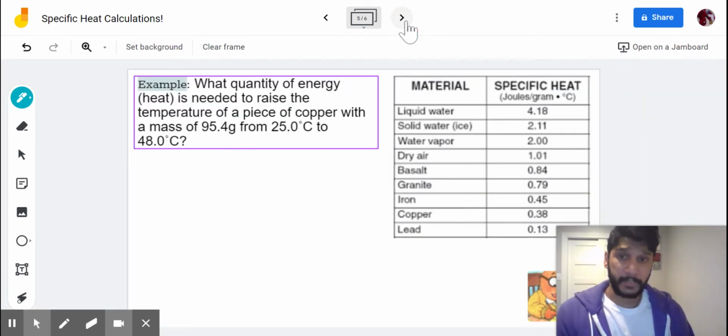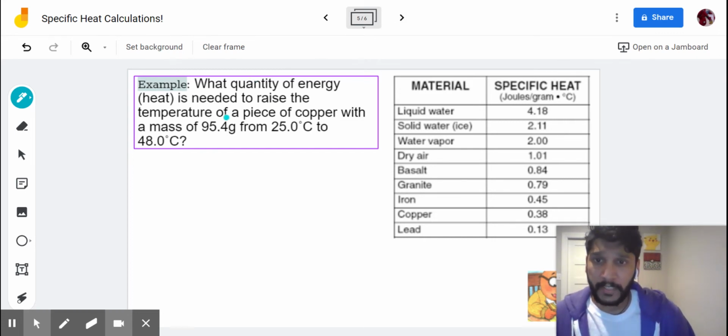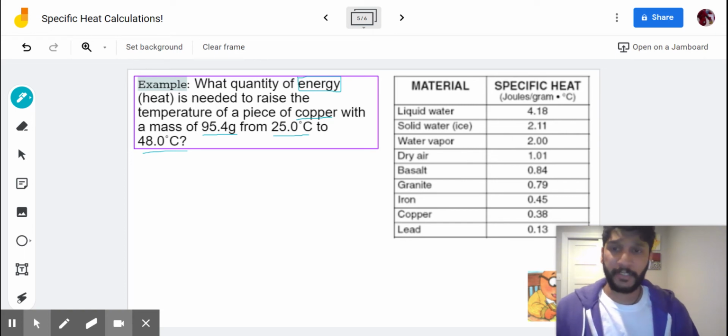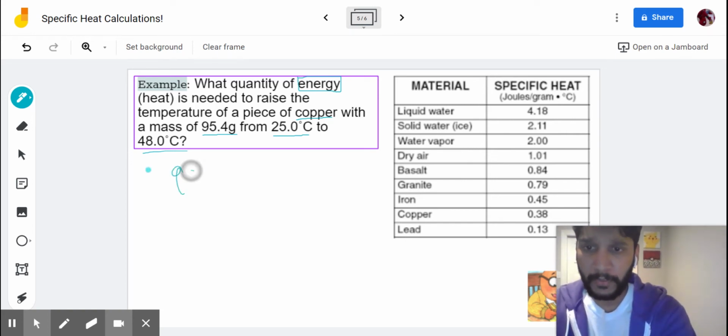Let's take a look at an example problem together. What quantity of energy is needed to raise the temperature of a piece of copper with a mass of 95.4 grams from 25 degrees Celsius to 48 degrees Celsius? Let's box what we're looking for, which is energy. And we have a piece of copper, so that might be important. Let's underline that. We're also given a mass of 95.4 grams, and the temperature is going from 25 degrees Celsius to 48 degrees Celsius. With problems, I always like to write the equation out first, so I'm going to put Q equals mc delta T.